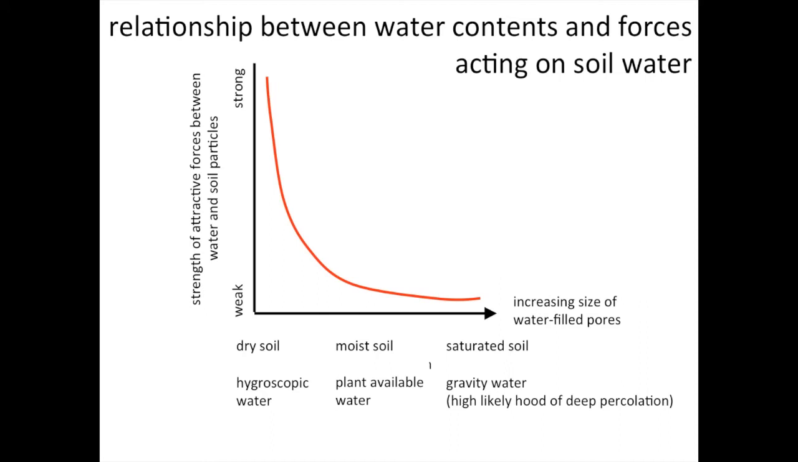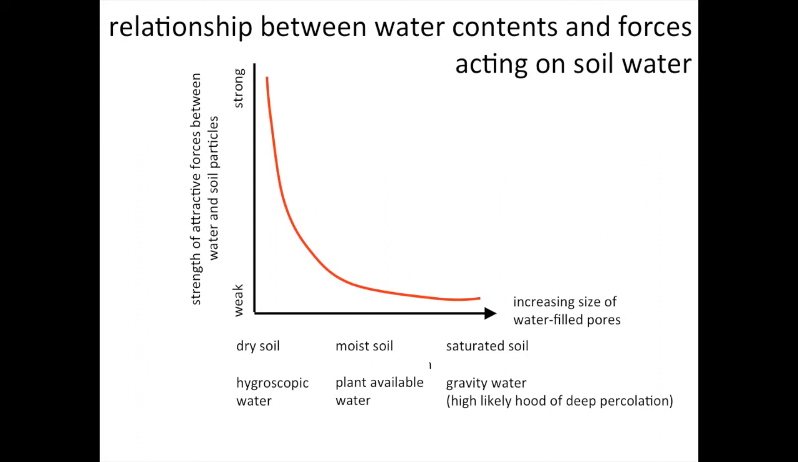This would be where you have strong forces. The forces acting on the soil water are very strong. We have a dry soil. This would be at permanent wilting point here. Moist soil, where the water isn't held by the soil particles so strongly, and this is the plant available water range. And here we have a saturated soil, where the soil water is prone to drainage or movement through the soil.